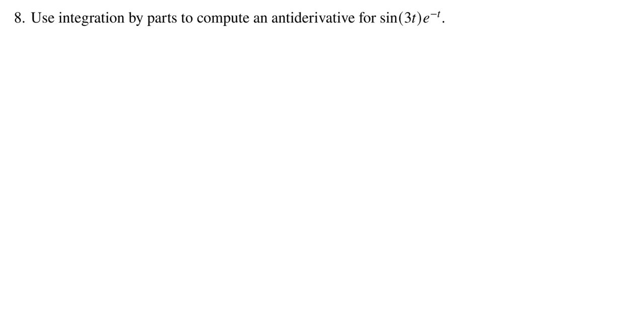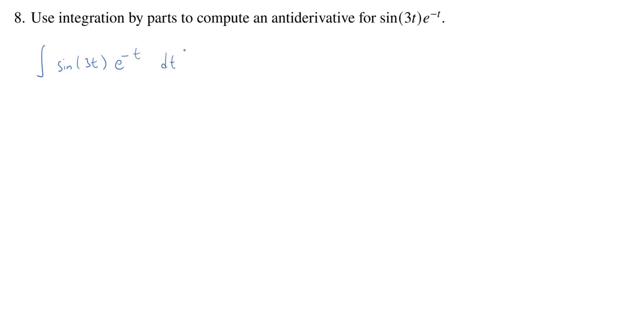Hello everybody! This is problem 8 from the fall 2020 Math 210 final exam. It's an integration by parts problem. So we know that because we have to read where it says integration by parts. And so we're trying to find an antiderivative for sine of 3t times e to the negative t.